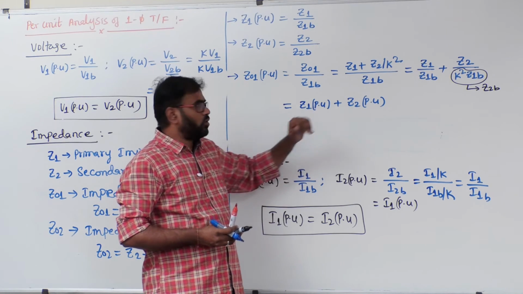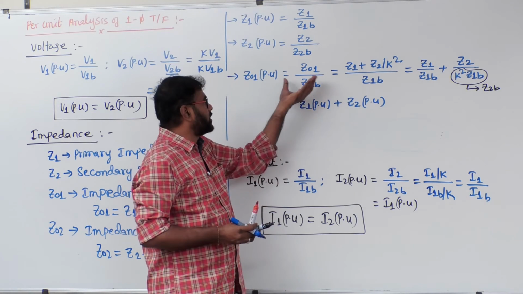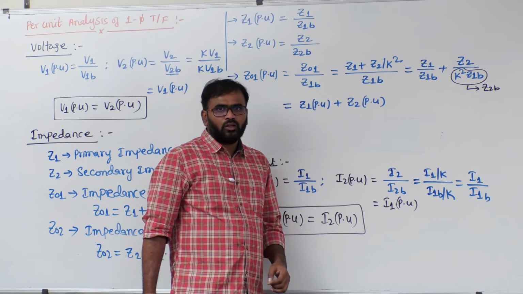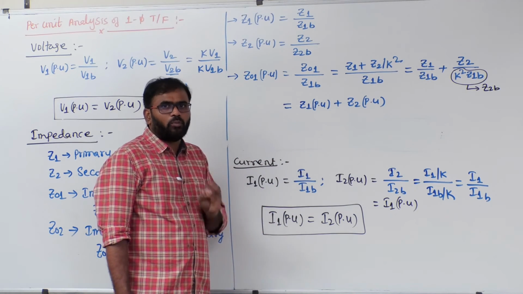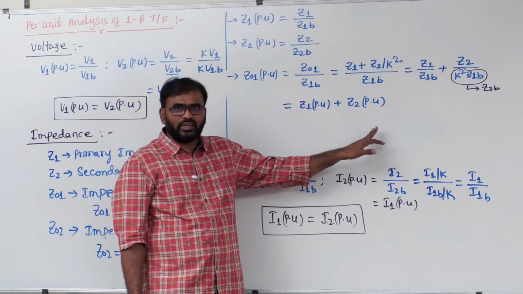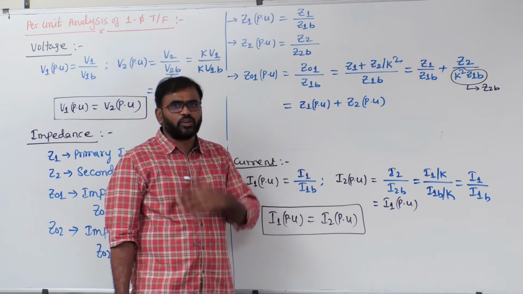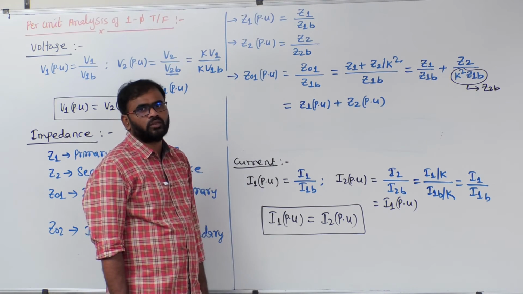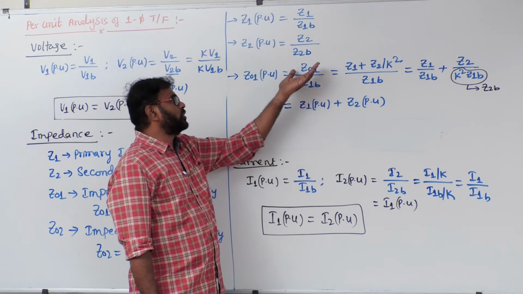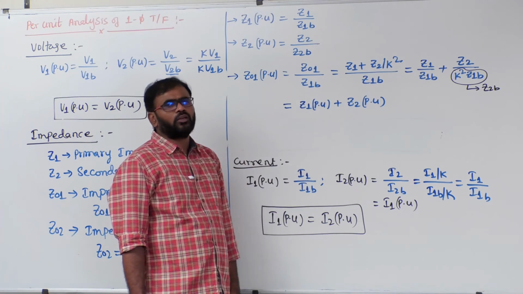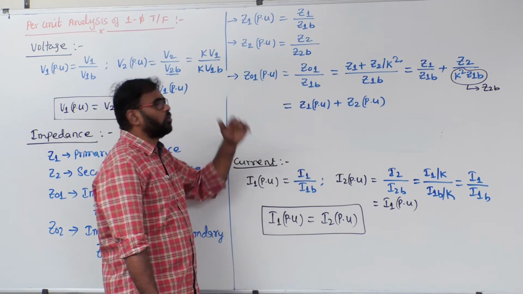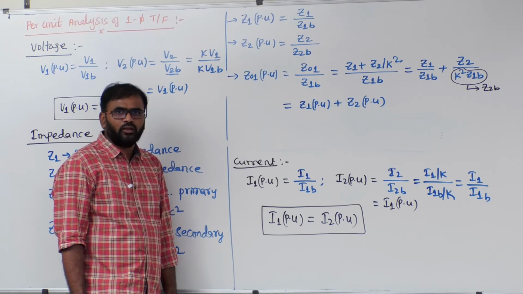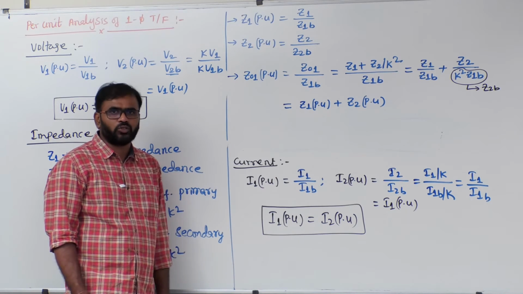So, there are two formulas I have given. This is one formula, this is another formula. Suppose in the problem, primary impedance and secondary impedance in per unit are given. You just add them so that we get Z01 per unit. For example, if in the problem Z01 actual is given, you divide with Z1 base, you will get Z01 per unit. Depending on the requirement, you can proceed.